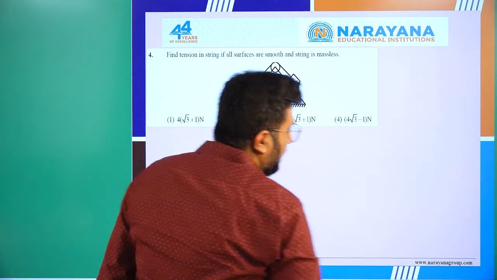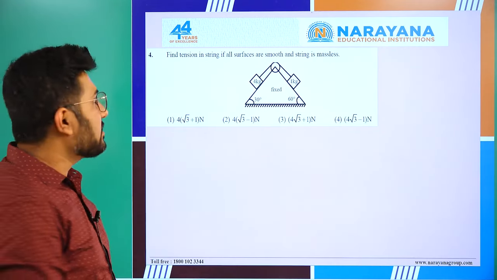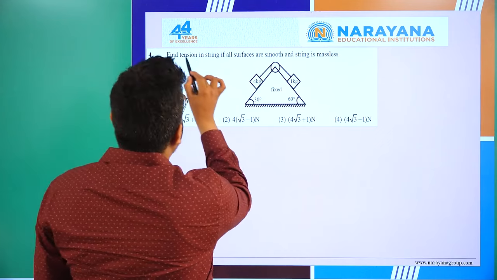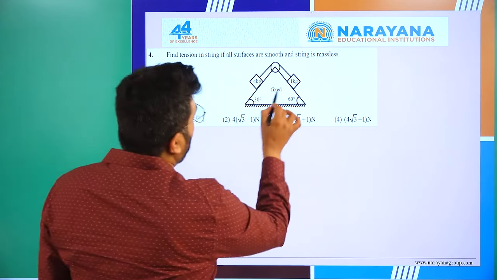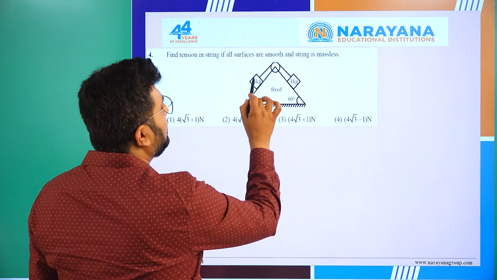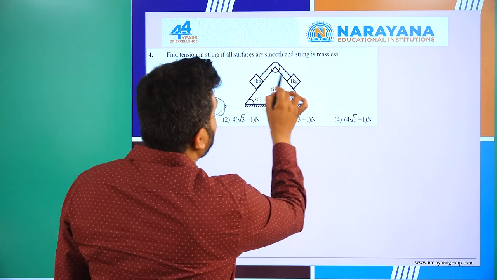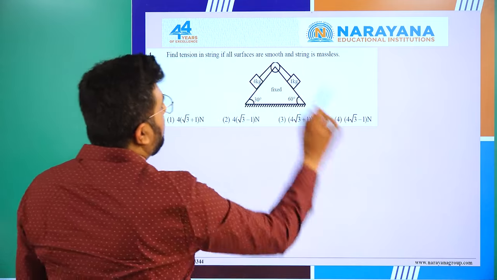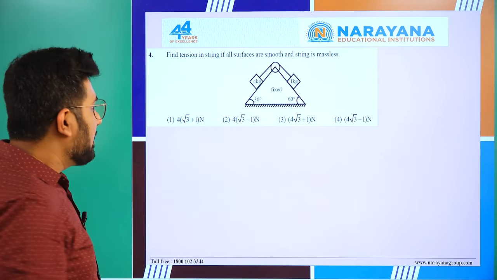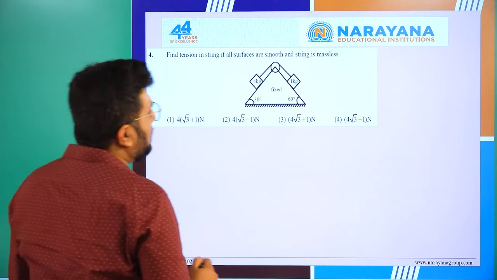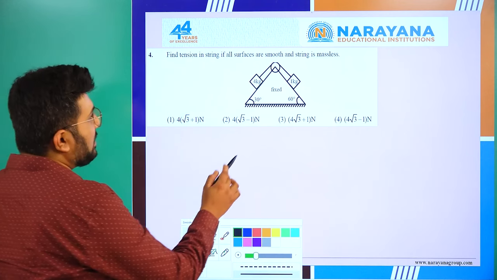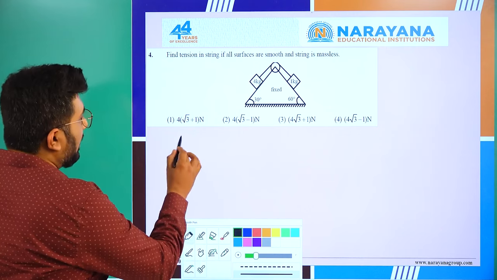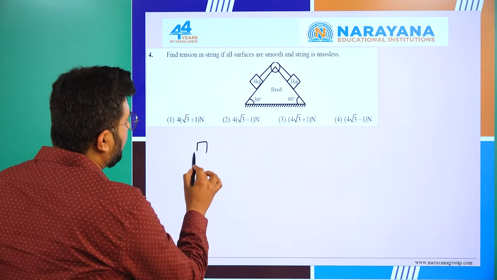Okay. In this question, they have asked us what is the tension in the string if all the surfaces are smooth. So all the surfaces here are smooth, the string is massless, and the pulley is also massless. Fine. So what we will do here, I'll take the two block system.